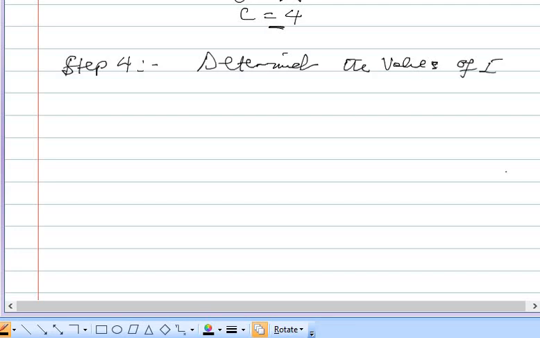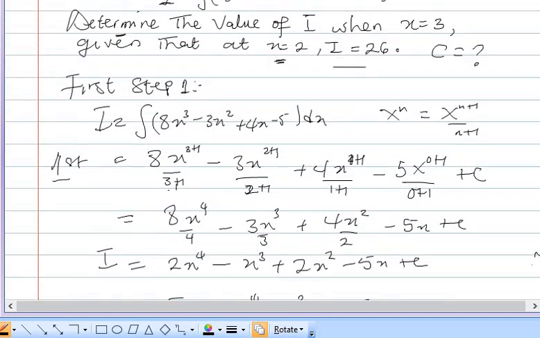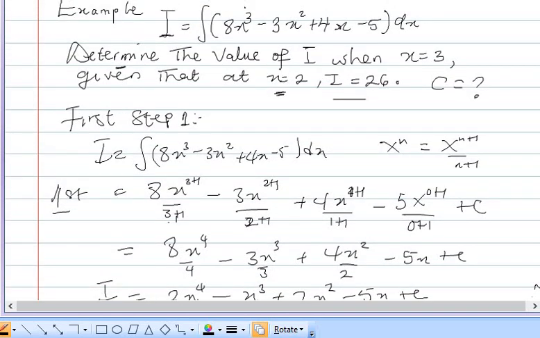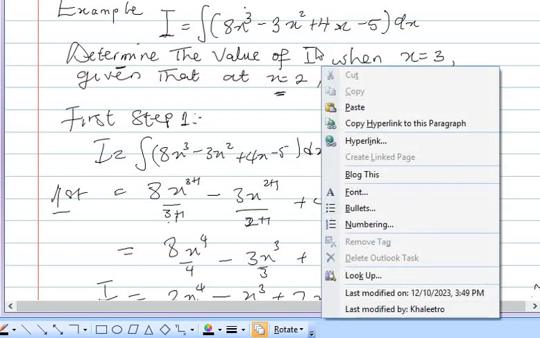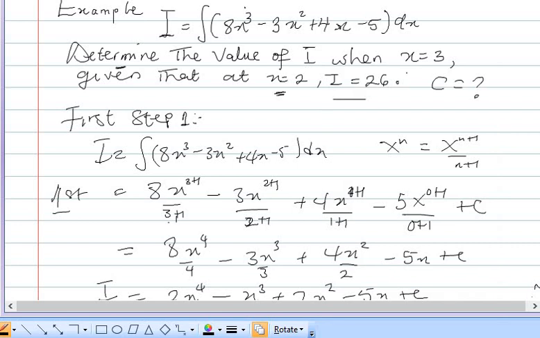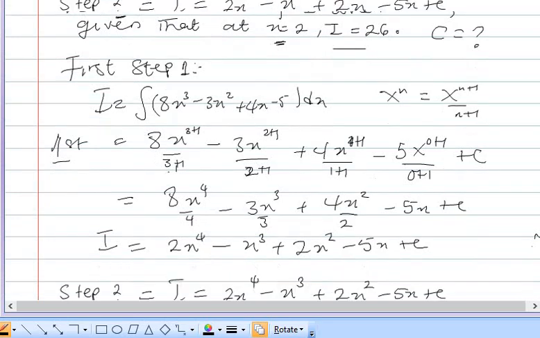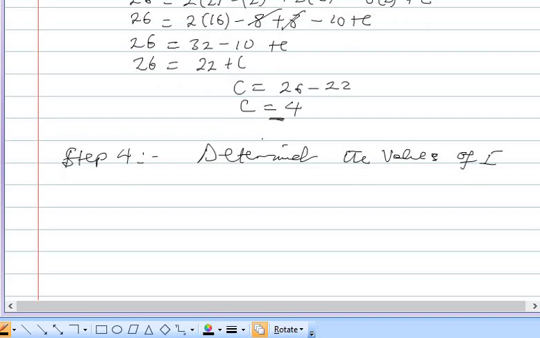So from our question, it says to determine the value of I when x is 3. So when x is equal to 3, we have to determine the value of I.